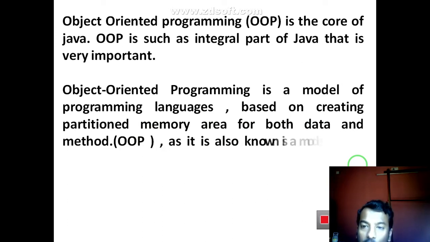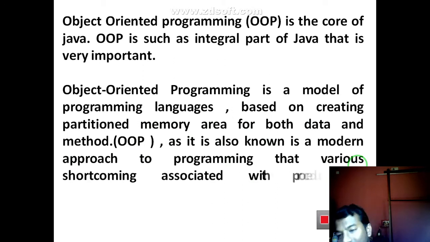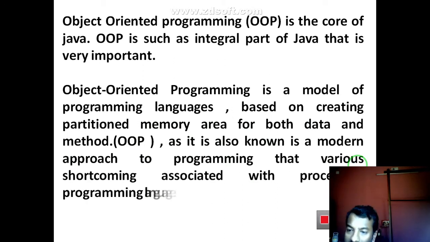Object-oriented programming is a programming model based on creating a partitioned memory area for both data and methods. Data means values, and member methods means functions. It is known as a modern approach to programming that overcomes various shortcomings associated with the procedural programming language. Actually there are two types of programming language, right? One is object-oriented, another is procedural.